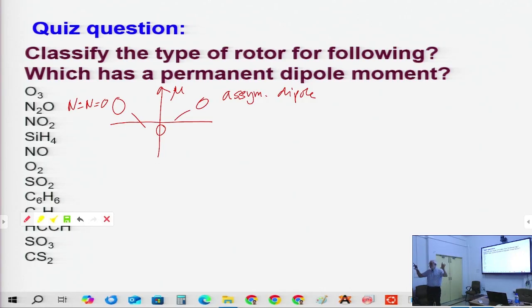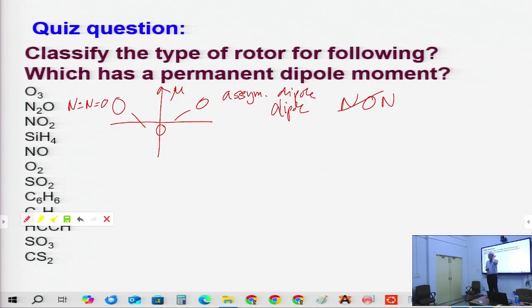It's a linear molecule. You think it has a permanent dipole? I'm getting nods up the front here, if you want a clue. So this has a dipole. If it was NNO, a linear molecule, symmetric, it wouldn't have a dipole. But it's not. It's like that. Okay?